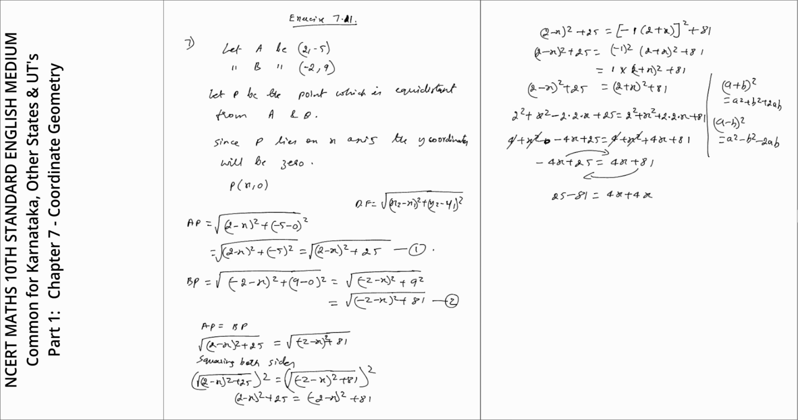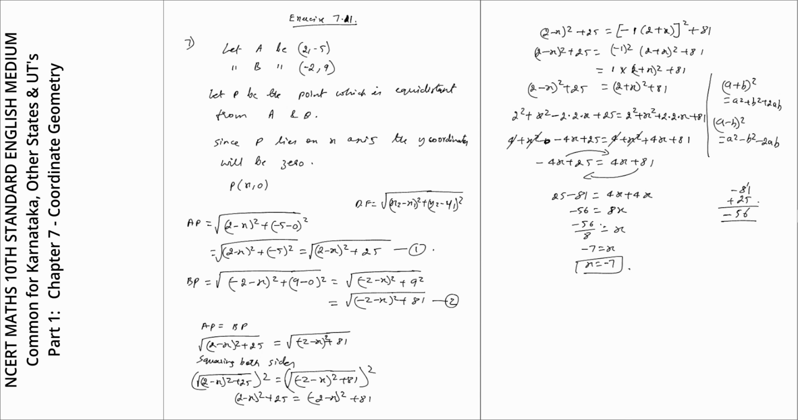If I bring minus 4x to the right hand side, it becomes plus 4x. So 25 minus 81, how much? Subtraction: 10, 11 minus 5 is 6, 7 minus 2 is 5. So sign is minus. So minus 56 is equal to 8x, or minus 56 by 8 is equal to x. So 8 ones are 8, 8 sevens are 56. So minus 7 is equal to x. x is equal to minus 7.